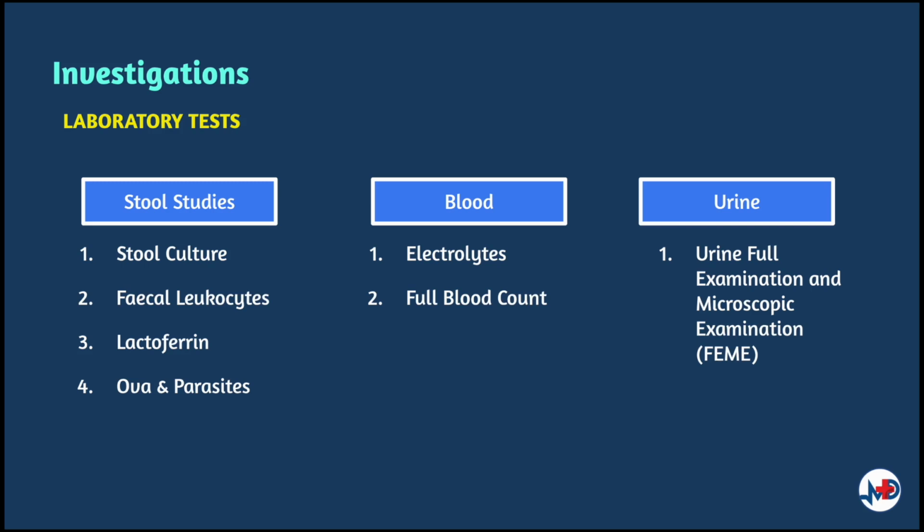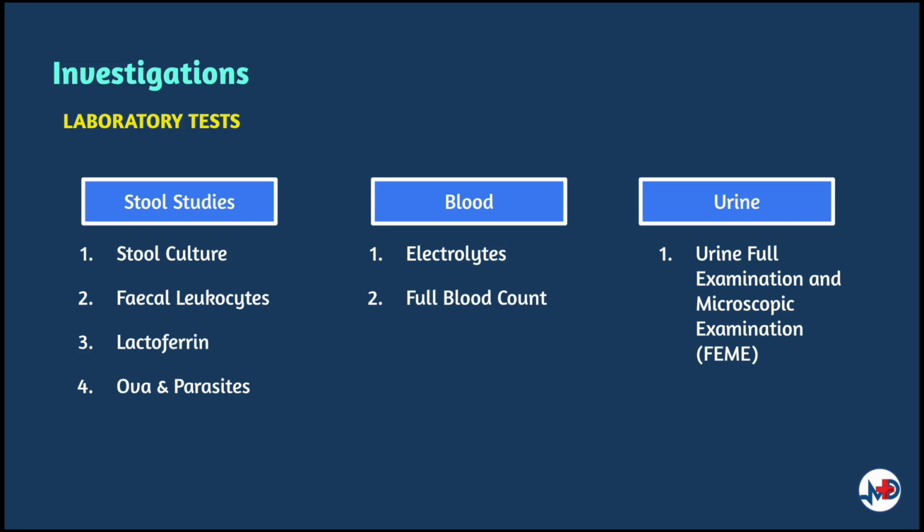When we look at investigations now, we'll be typically examining stool studies, looking at stool culture, perhaps the fecal leukocytes, lactoferrin levels, and they also should be assessed for ova and parasites in patients with longer duration of symptoms. Blood investigations such as electrolyte panels and a full blood count can be done to look at the predominance of cell lineage as well as any dehydration or abnormality in the electrolyte balances.